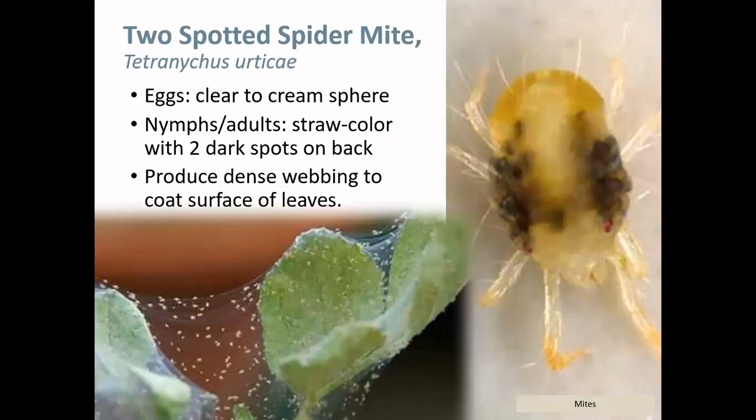Two-spotted spider mites: the eggs are clear to cream color, while the nymphs and adults are a straw color with two very distinct dark spots on their back. And true to their name, they produce a dense webbing along the leaves, very similar to spider silk.